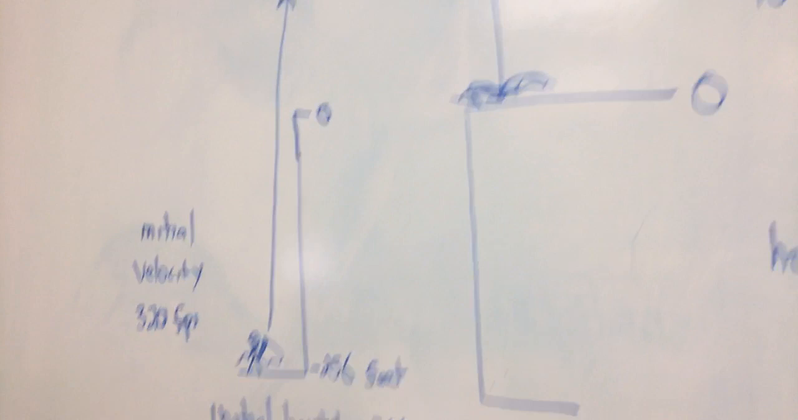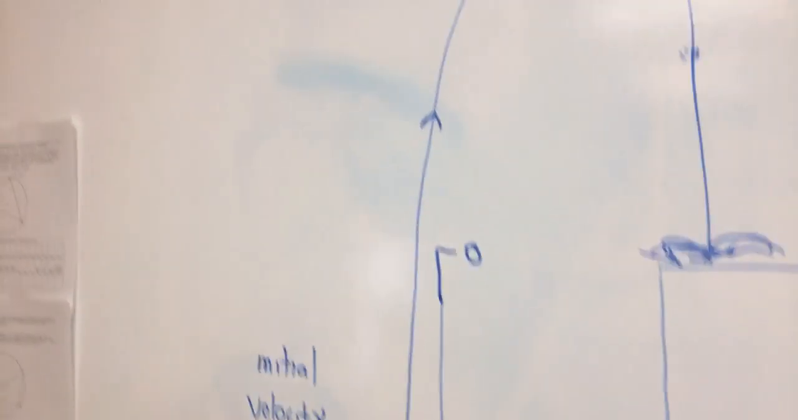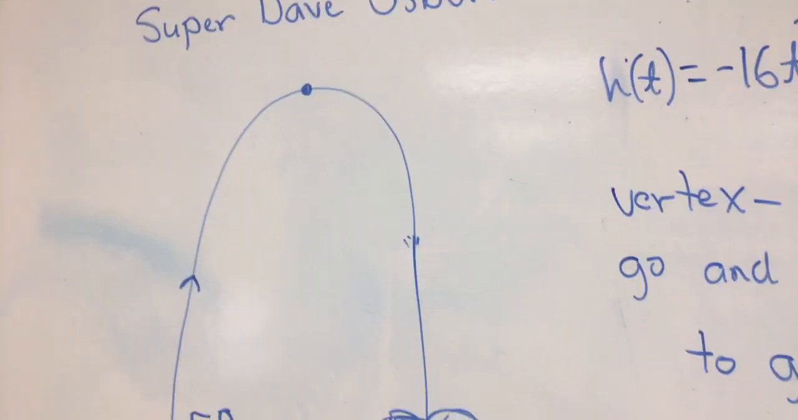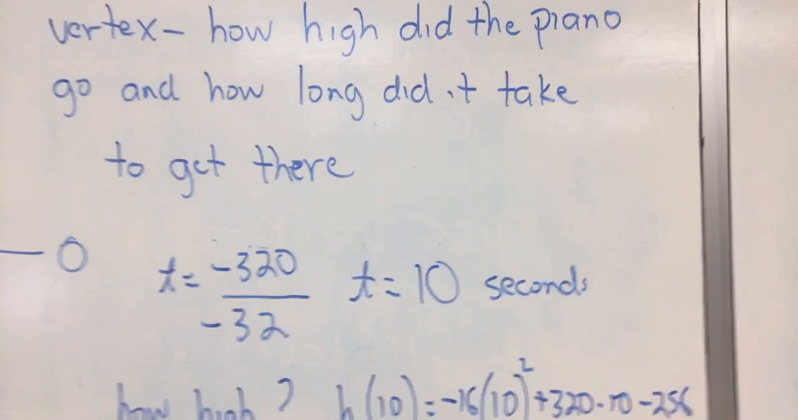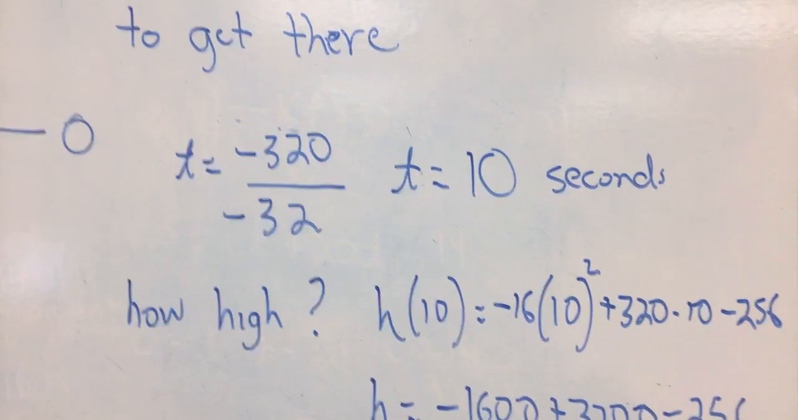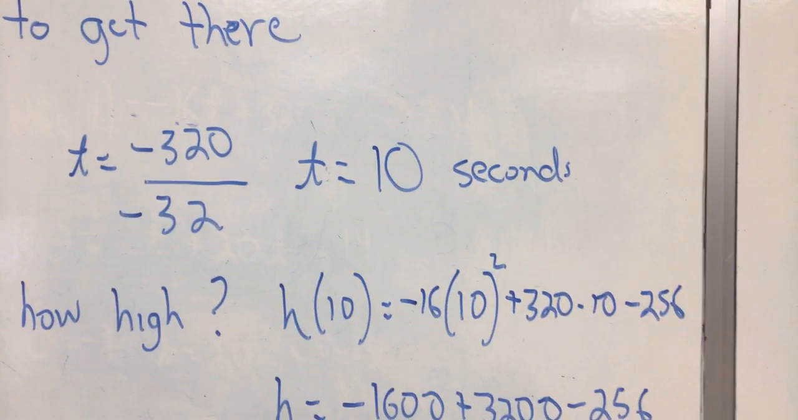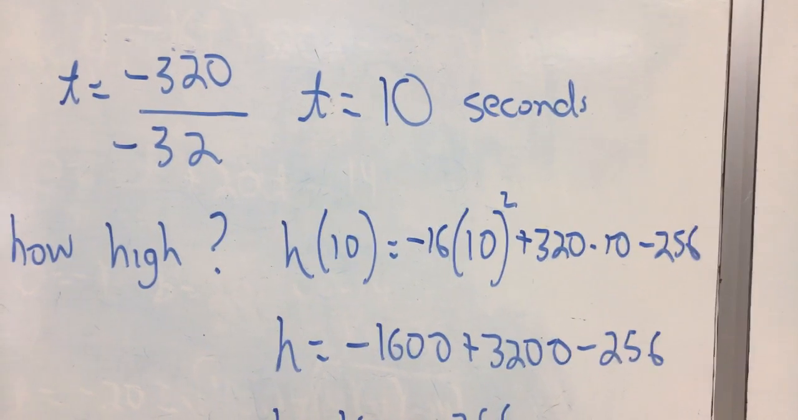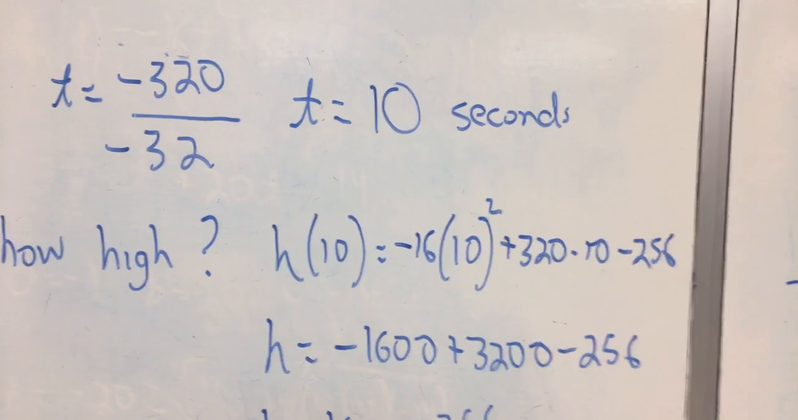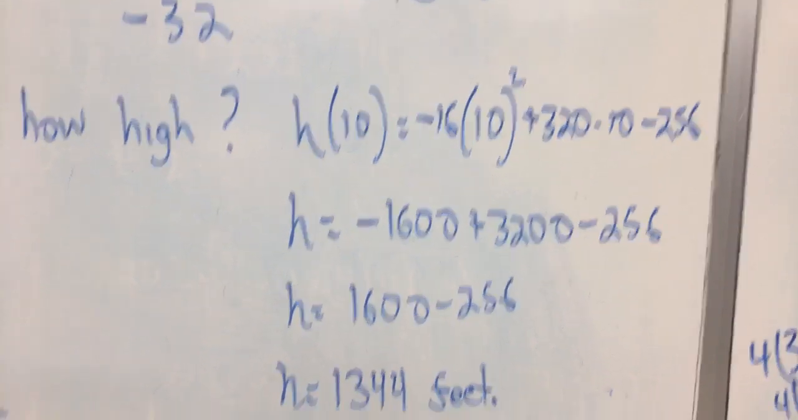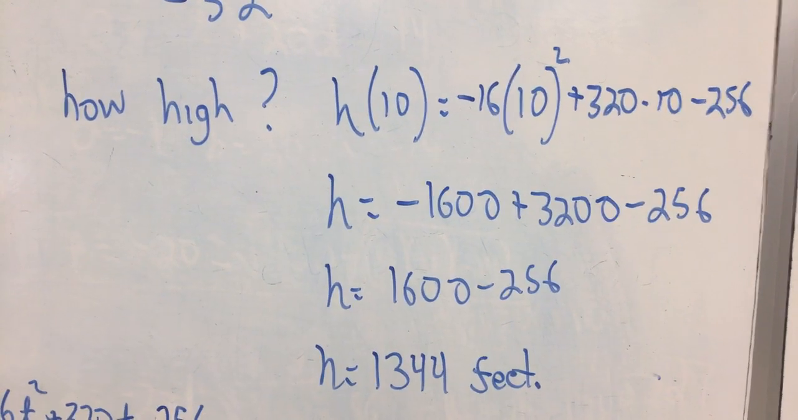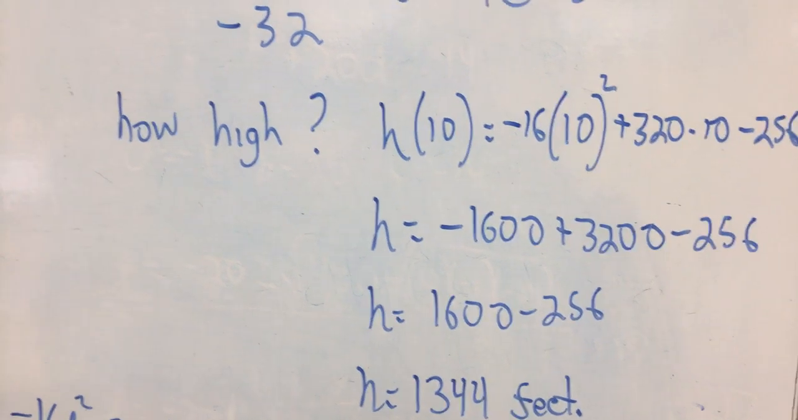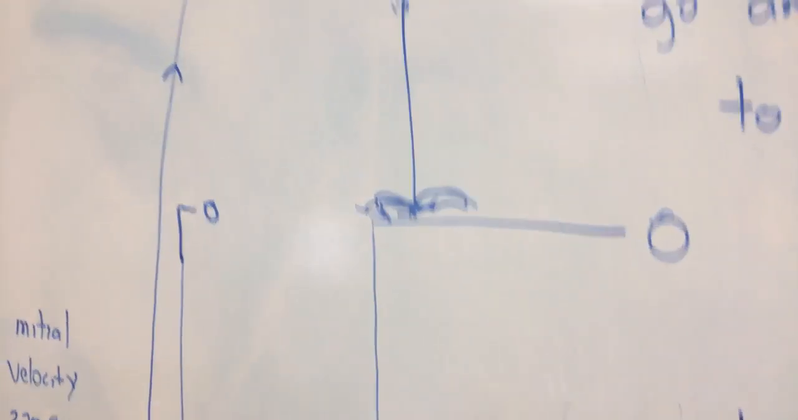So it took 10 seconds for this piano to go and get there. Now, that's the how long part. How high did it get? Take the 10 and plug it in, okay? Everywhere you see a t, put a 10. So the height at 10 seconds, plug it all in, and you'll get 1,344 feet, okay? That's how high the piano went, okay? And that's above sea level, by the way, okay?